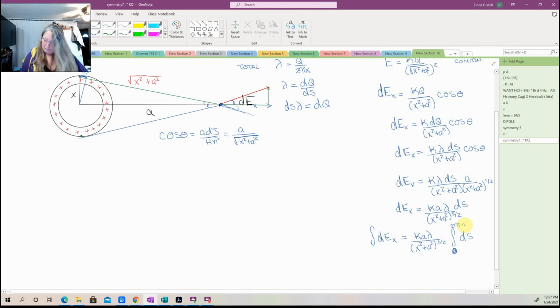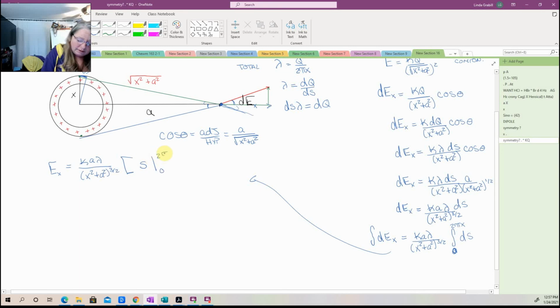Beautiful. So finally, let's pull this on up over here. We can evaluate this thing. So I'll get my E total, so my E in the x is going to equal Ka lambda divided by x squared plus a squared to the 3/2. And s, so ds, there's no variable in there, so it just becomes s, evaluated at 0 to 2 pi x.